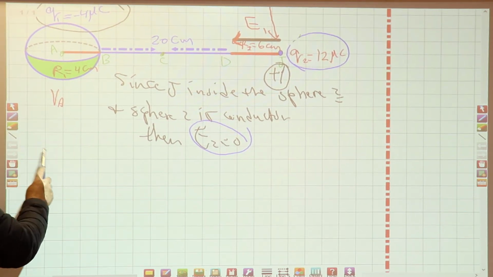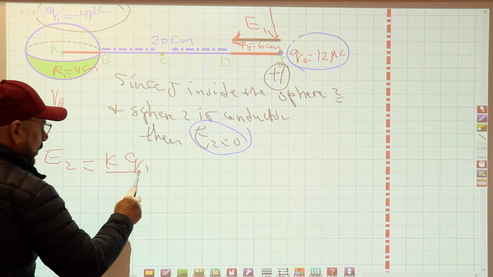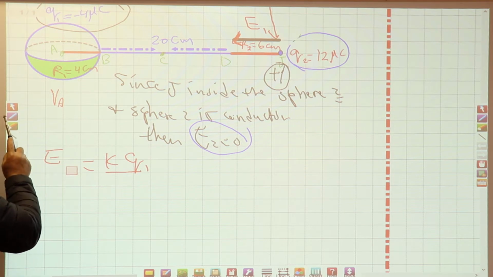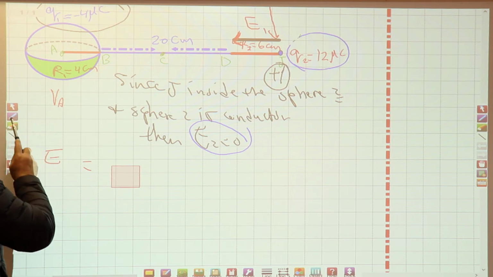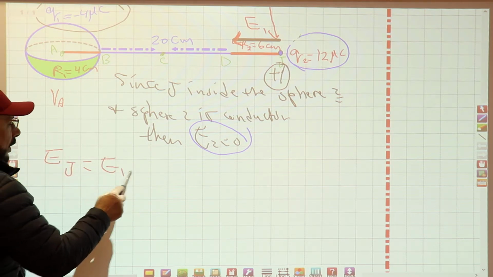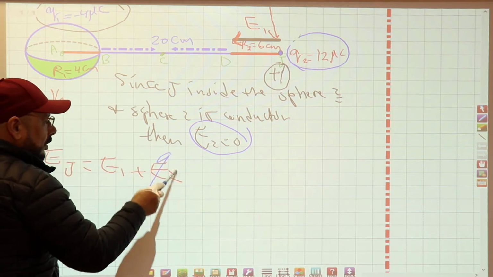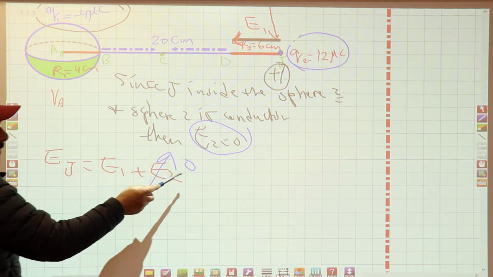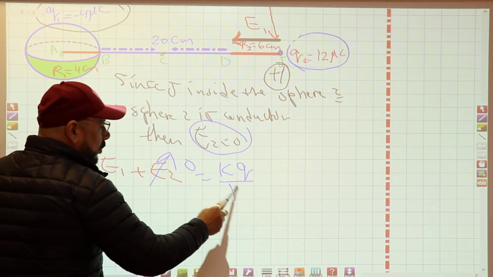You remember the formula? E at J equals E from 1 plus E from 2, and E from 2 equals 0, since the point J is inside sphere 2. Then we have E equals K Q over D squared.